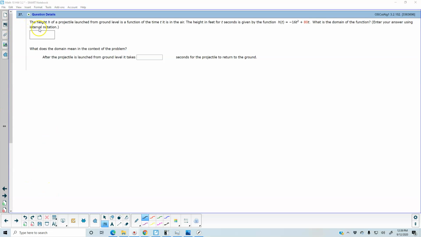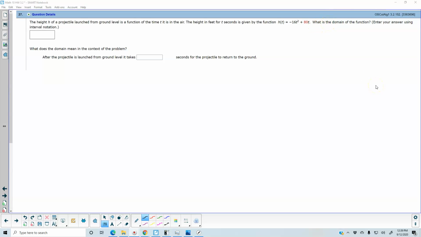Question number 27. The height h of a projectile launched from ground level is a function of time t it is in the air. The height in feet for t seconds is given by the function h of t, which is equal to negative 16t squared plus 80t. We want to find out what is the domain of the function.